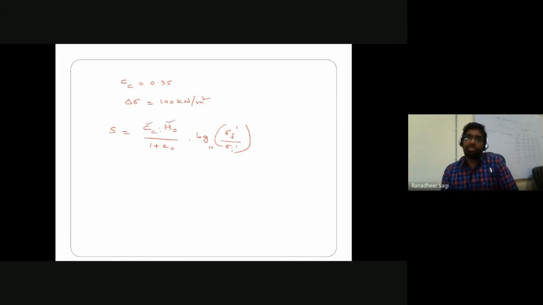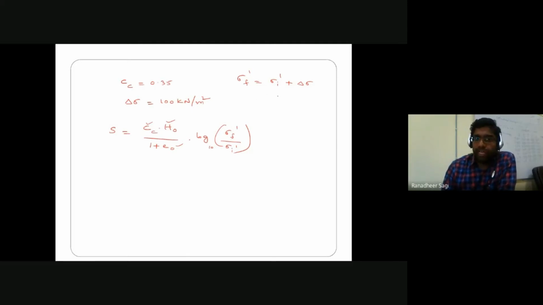H naught refers to the initial height of your clay layer, or simply the height of the clay layer in which primary consolidation is happening. And e naught refers to the initial void ratio of the soil in which the primary consolidation is happening. That's your clay layer. And what is your final effective stress and what is my initial effective stress? How do we write down the final effective stress? Final effective stress is the initial effective stress that is developed in the soil plus the increment in stress, that is, the increment in stress causing the consolidation in the soil strata.